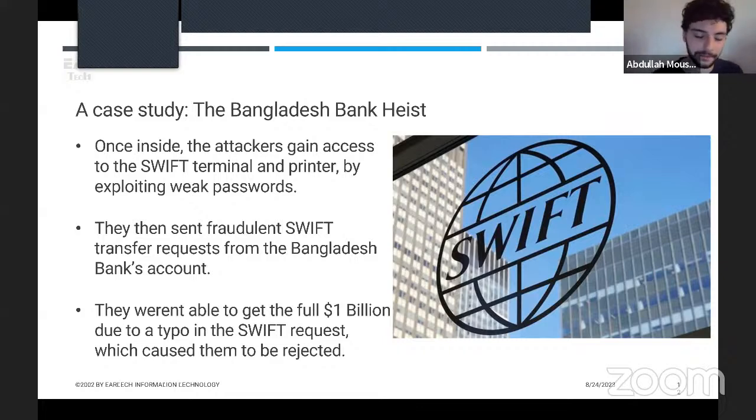They went through all the trouble of hacking into the bank, getting into the terminal, and months and months of planning for this attack. Fortunately, they forgot to spell a couple of words correctly, and someone in New York was able to pick up on that and deny their requests, thinking they looked a little suspicious.